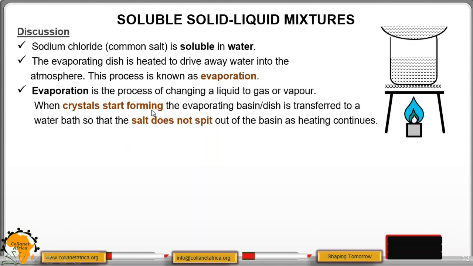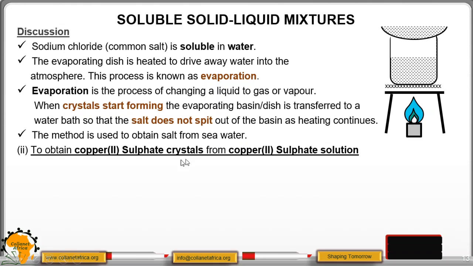When crystals start forming, the evaporating dish or basin is transferred to a water bath so that the salt does not spit out of the basin as heating continues. So we have this setup to avoid spitting of salt. The method is used to obtain salt from seawater.